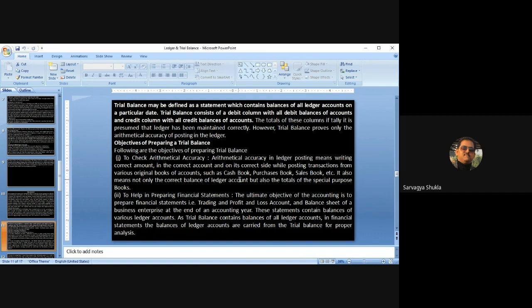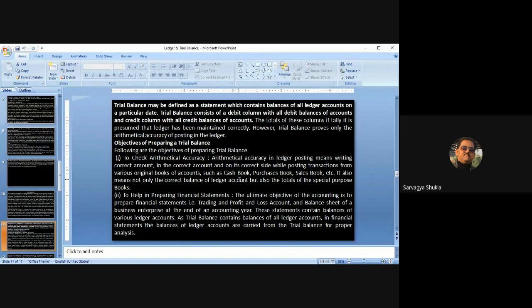So, what is the trial balance? Trial balance is a statement which contains balances of all the ledger accounts on a particular date. Trial balance contains a debit column with all debit balances and a credit column with all credit balances of the accounts. Objective of preparing trial balance. Following are the objectives of preparing a trial balance.